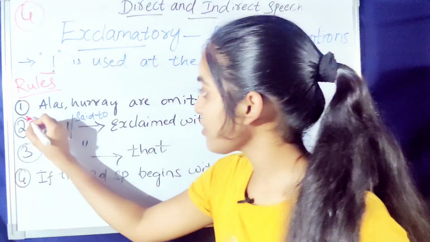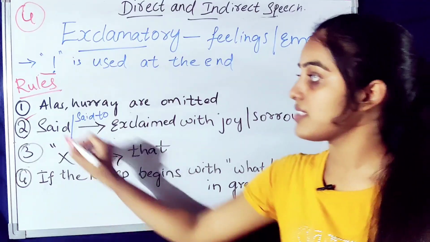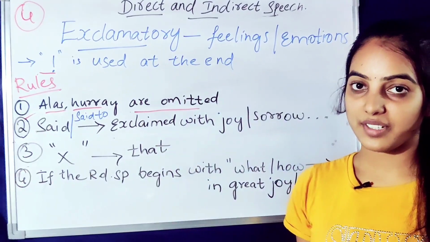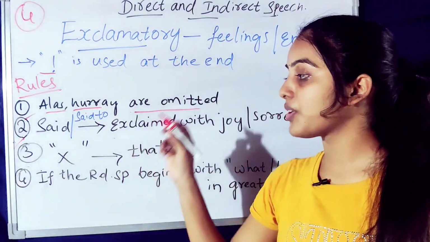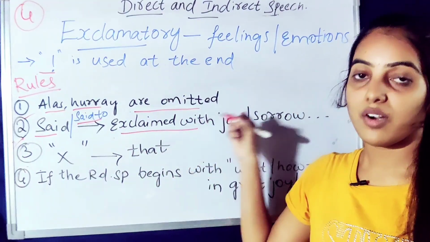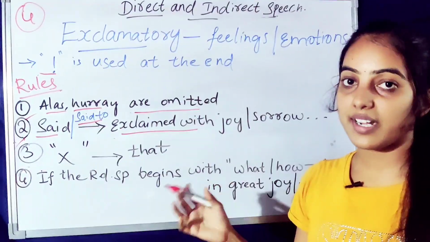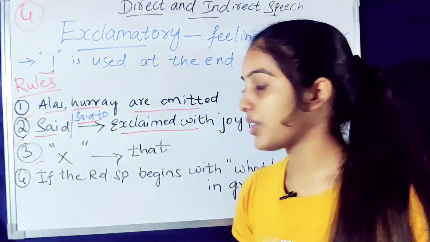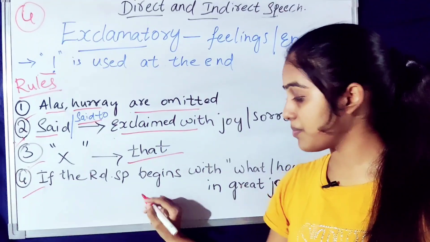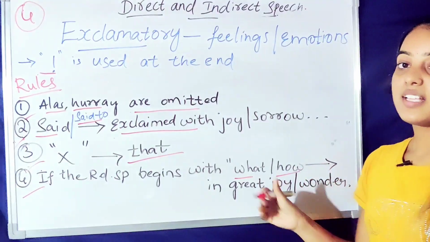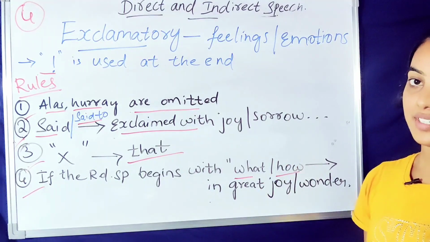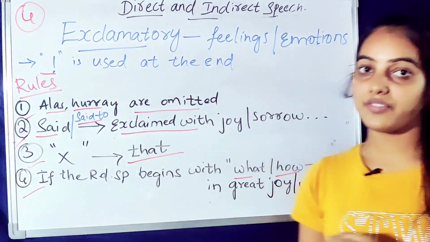What are they? First rule, the interjections such as alas, hooray or wow in reported speech are omitted. The second rule, if the reporting verb contains said or said to, it will be changed to exclaimed with joy or exclaimed with sorrow, exclaimed with great joy. The third rule, to remove inverted commas we should use that. And the fourth rule, if the reported speech begins with what or how, then in indirect speech we should convert it as in great joy or in great wonder. Now let's go to the example. It will be clear.